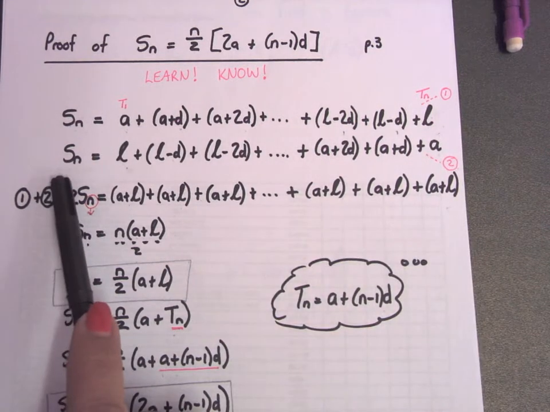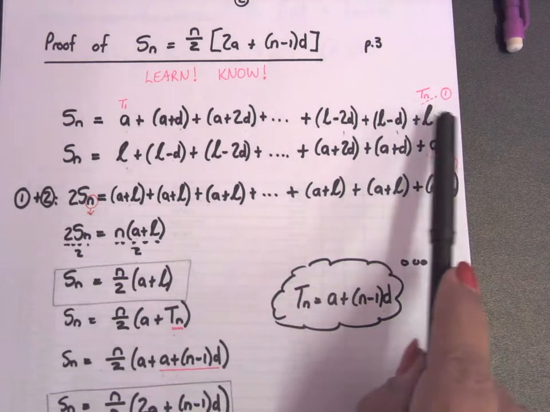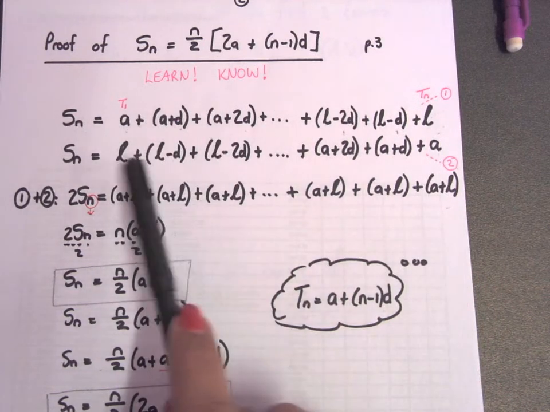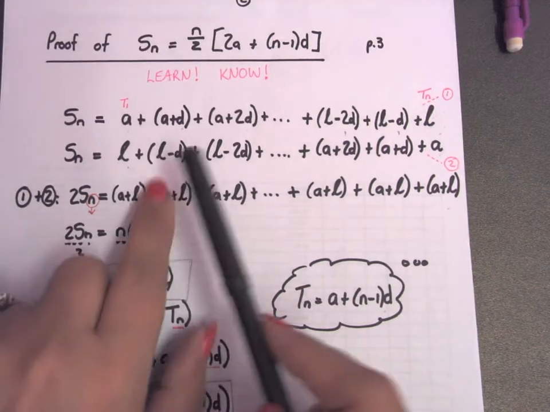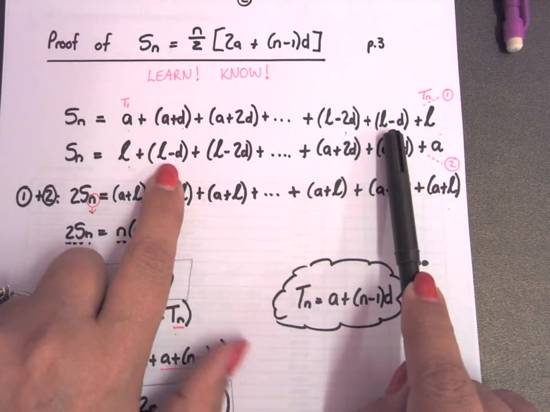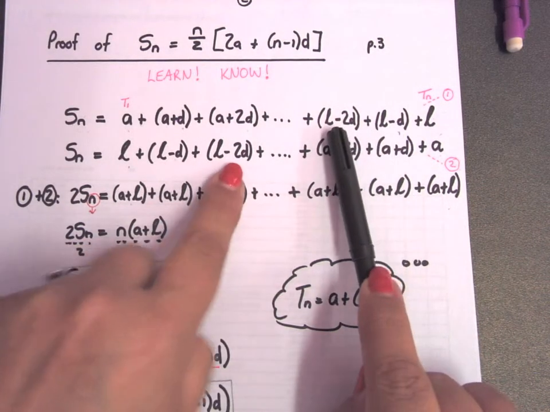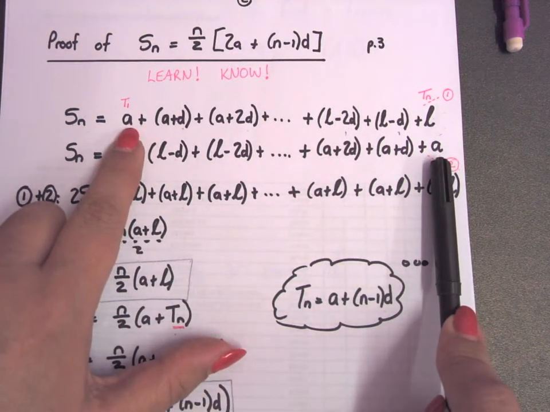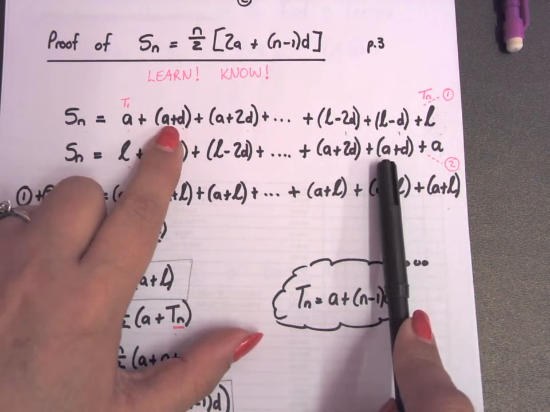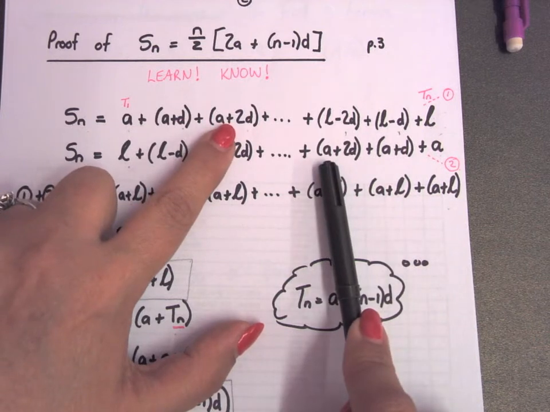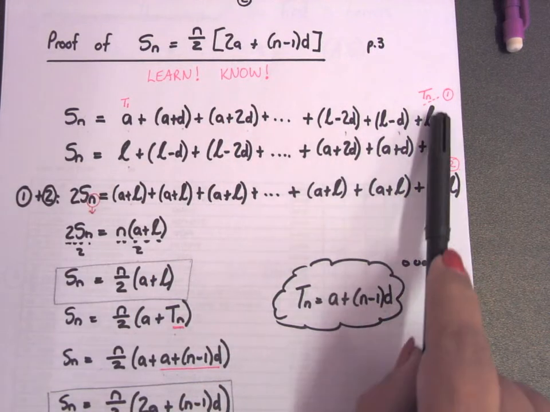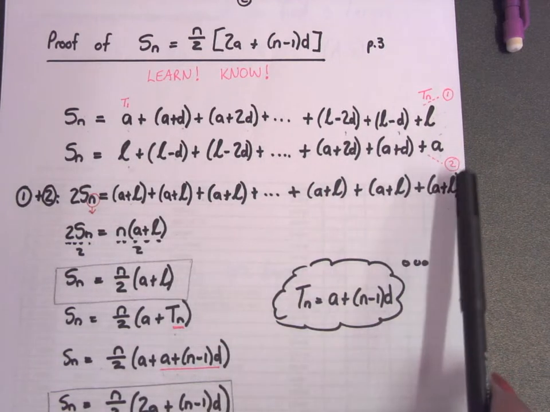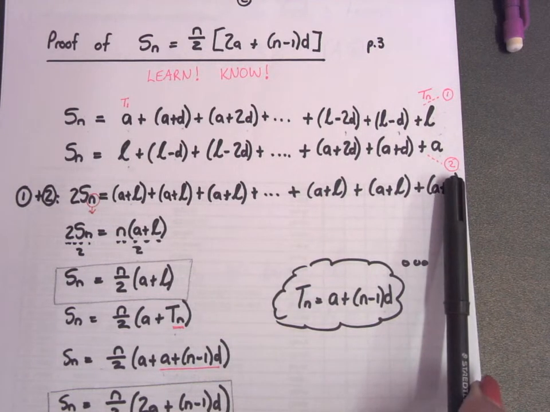Now to get the second equation, I simply rewrite this equation but from back to front. So I start with the last term, then with the second last term, then with the one before that, and I end with our first term, the one after that, and the one after that. So I simply swapped this equation to this one, and this is my second equation.